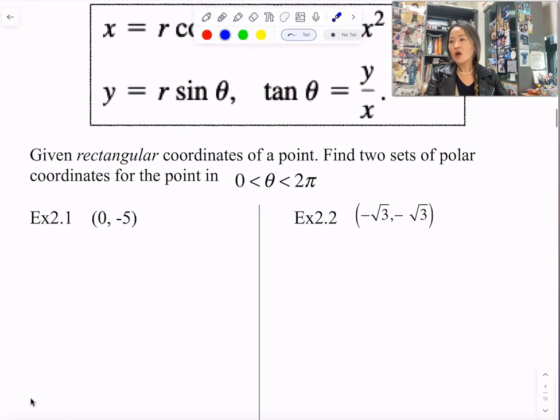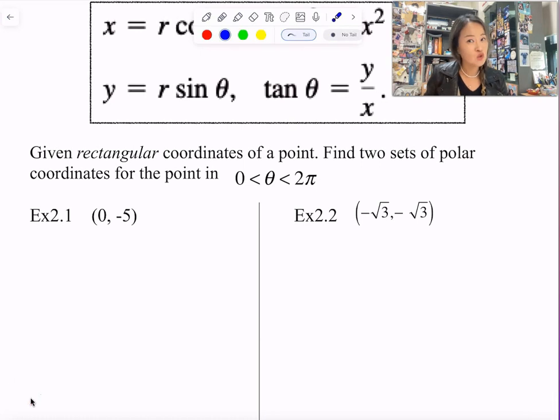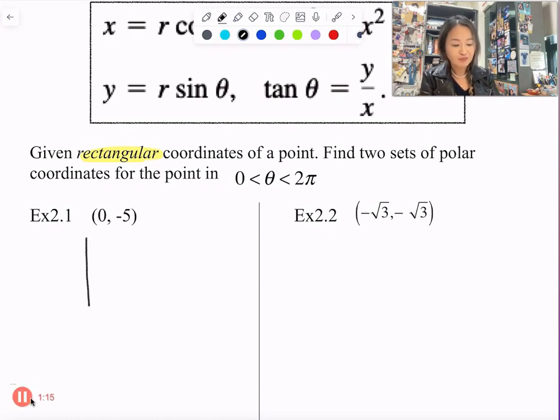The instructions may confuse you a little bit, so don't let that throw you off. Given rectangular coordinates of a point, find two sets of polar coordinates for the point in 0 to 2 pi. So we're given rectangular coordinates, so don't think too hard like I always warn you about. This lesson is easier than you think. (0, -5): I went 0 to the left or right, but I went down 1, 2, 3, 4, 5. This is rectangular, an x and a y, but we're going to go polar.